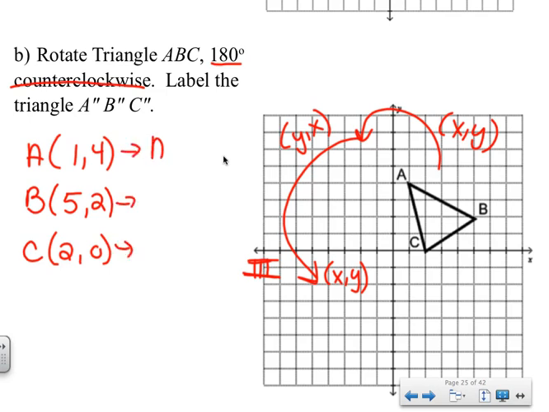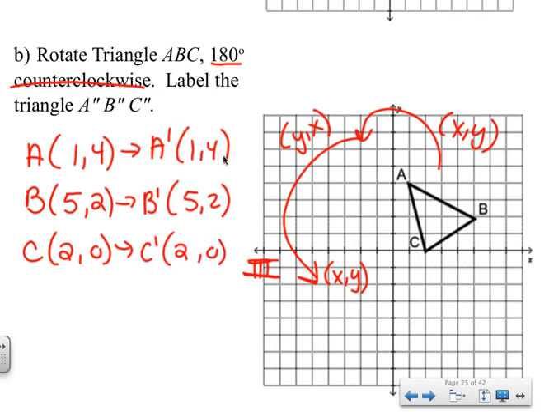Okay, so my A prime is still going to be at a 1, 4. My B prime is still going to be at a 5, 2. And my C prime is still going to be at a 2, 0. Okay, but I do need to check the signs of my quadrant. So if I move twice, I'm in the third quadrant, which is negative, negative. So I need to make every single one of those numbers negative and zeros okay. So then I would graph that new shape.